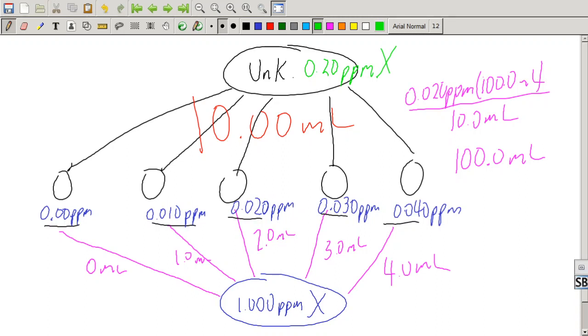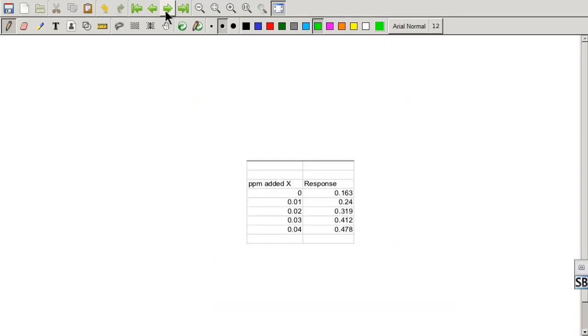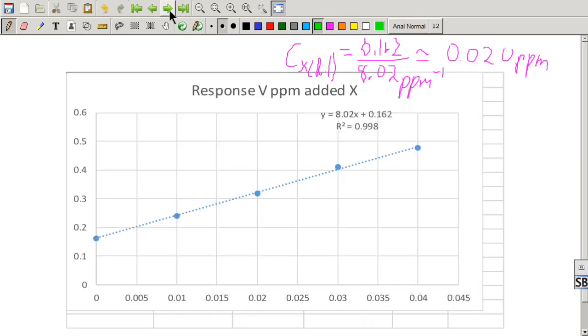So these are definitely ones that you want to get comfortable with doing. Of course, that's part of the reason for doing the lab, and we will look at other examples as well. But the method of standard additions is commonly done, and you'll definitely see it in this course and perhaps down the line.